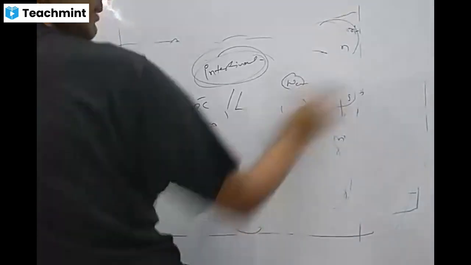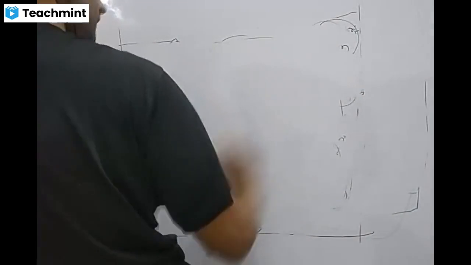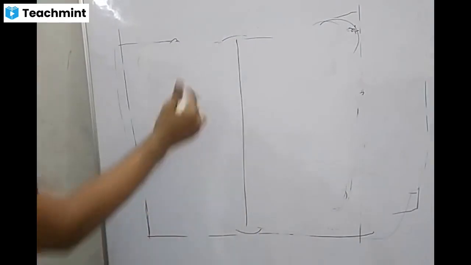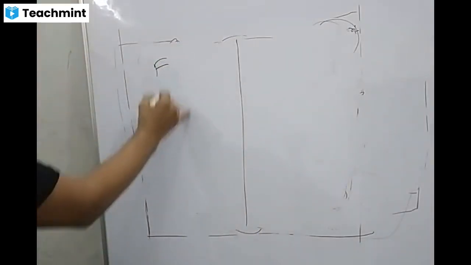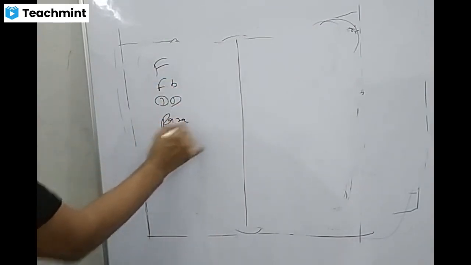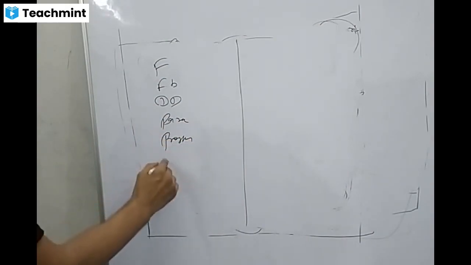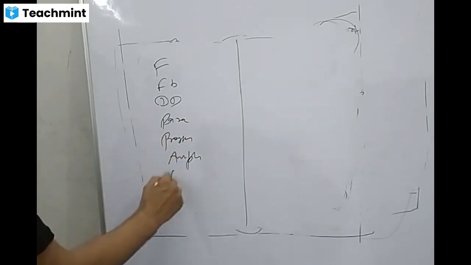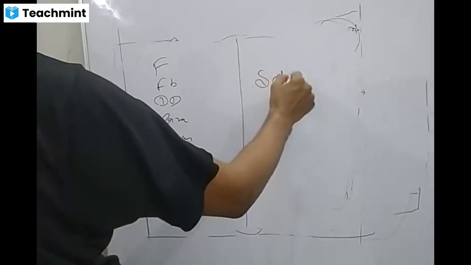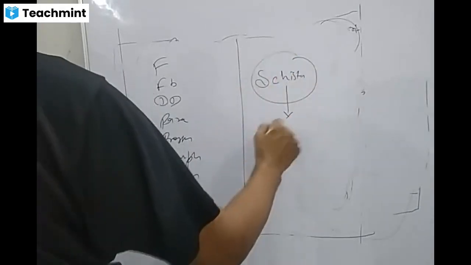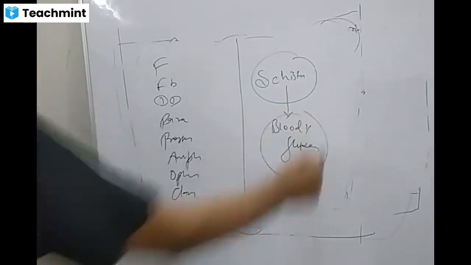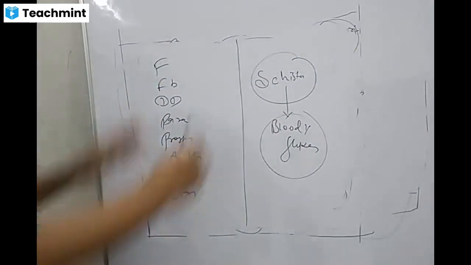So, if we summarize all these trematodes, what we find is that on one side we have Fasciola, Fasciolopsis buski, Dicrocoelium dendriticum, Paragonimus, Prosthogonimus, then we have Amphistome, Opisthorchis, Clonorchis, and on one side we have Schistosoma. That are your blood flukes. They are blood flukes because they are full of blood. And these are all the flukes.